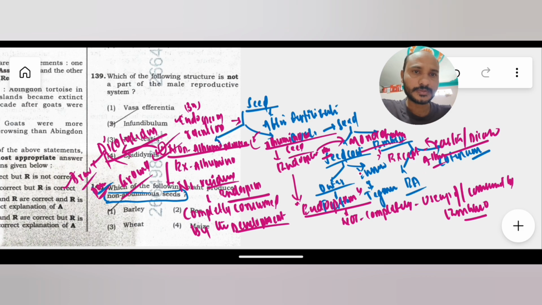Once we go through these options, we need to find out which plant has non-albuminous seeds. Barley is a monocotyledon plant, wheat is a monocotyledon plant, maize is a monocotyledon plant. So the dicotyledon plant is the pea plant. Sorry, the pea plant is the right answer. Why? Because the pea plant is a dicotyledon plant and it contains non-albuminous seeds. So the right answer is the second one. Okay, right.